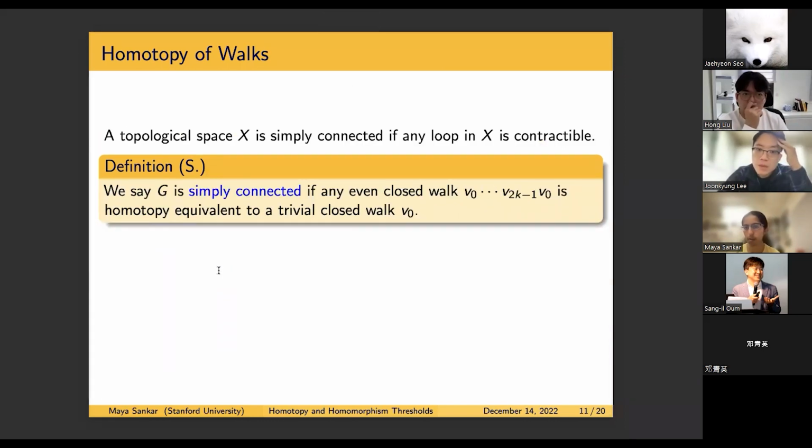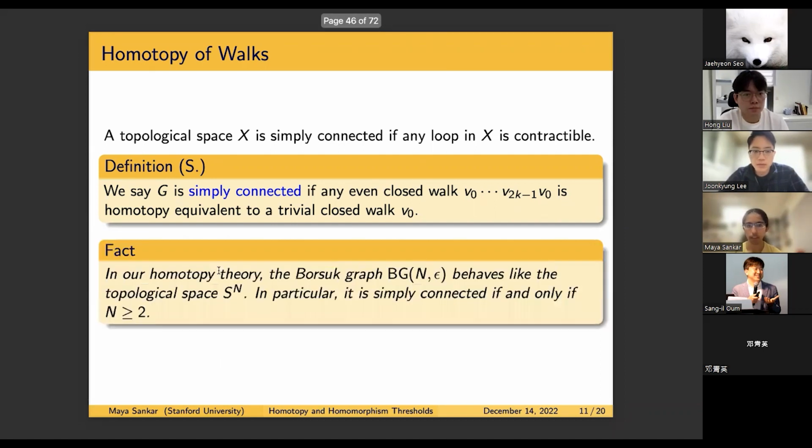And then the second notion from topology that I want to take is that of being simply connected. So a graph is simply connected, or a topological space is simply connected if any loop is contractible to a single point. So we can't say any closed walk is contractible because odd closed walks are never going to be contractible. But we can say a graph is simply connected if any even closed walk is homotopy equivalent to the trivial closed walk. And the Borsuk graph, I guess this encapsulates the property that the Borsuk graph has, that we can start from a single odd cycle and achieve the whole graph via perturbations.